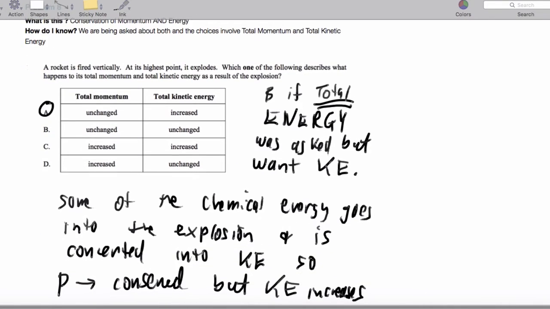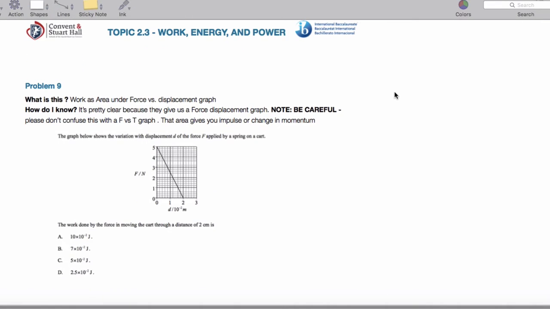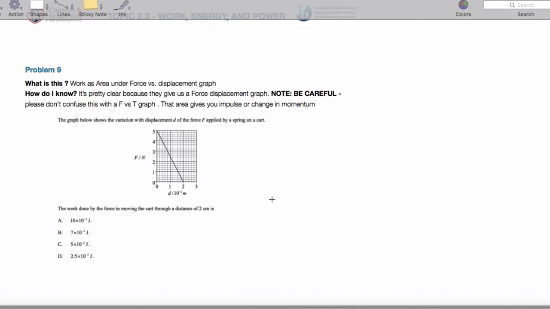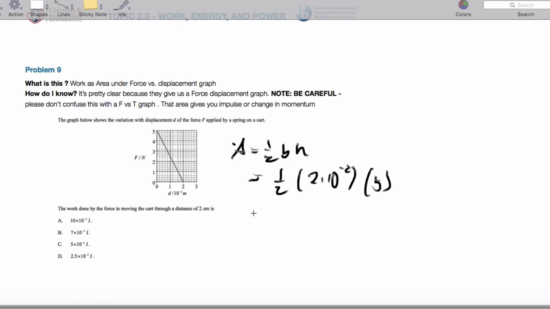Cool. And problem number 9. So this is a simple question of, we want the work, so let's get the area under the force versus displacement graph. So the area is going to be 1/2 base times height, which is going to be 1/2. The base is 2 times 10 to the negative 2. The height is 5. And so I'm going to end up getting 5 times 10 to the negative 2 joules, which is choice C.